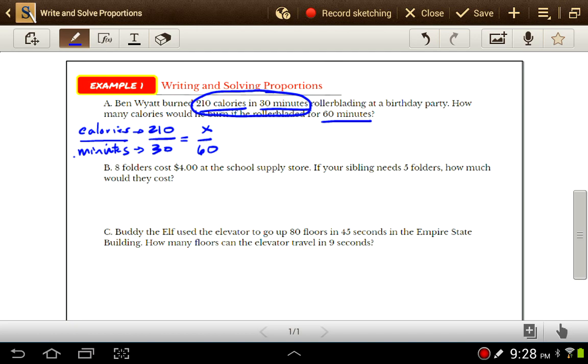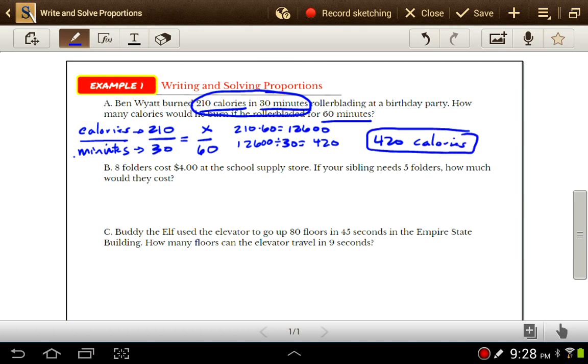Now that I've set up my proportion, I'm going to solve it. To use cross products, I multiply the numerator of one by the denominator of the other. So 210 times 60 equals 12,600. Then I divide it by the other number, 12,600 divided by 30, and that's going to equal 420. So my answer is 420 calories. We always want to make sure that we define our answer.